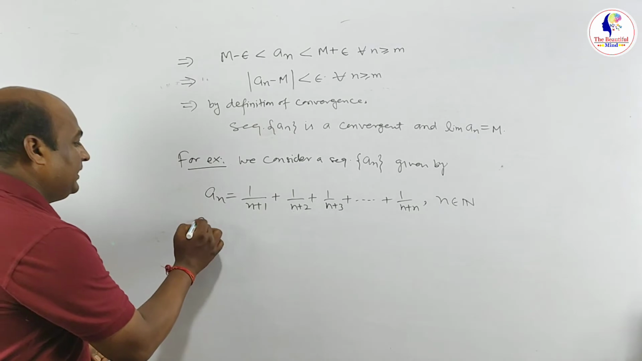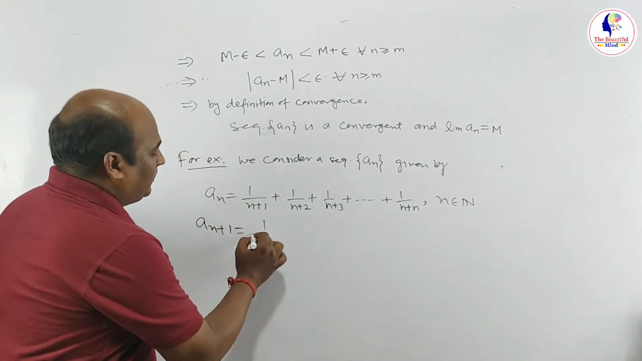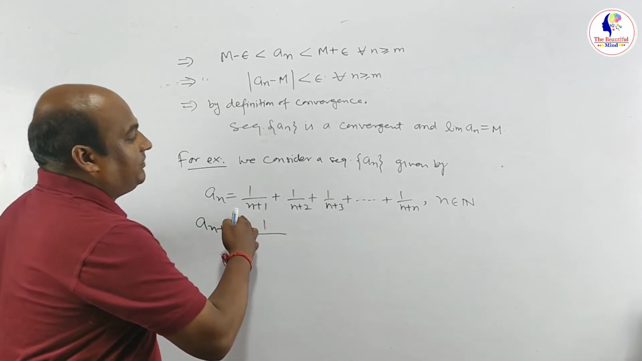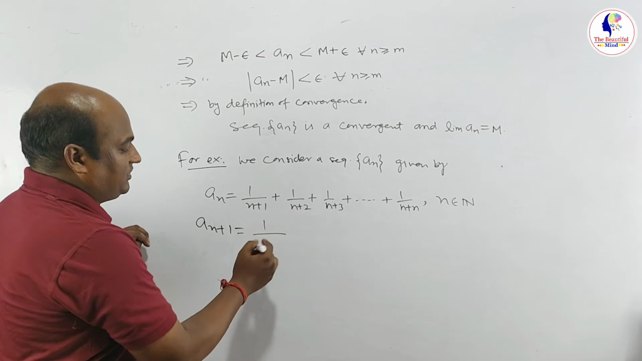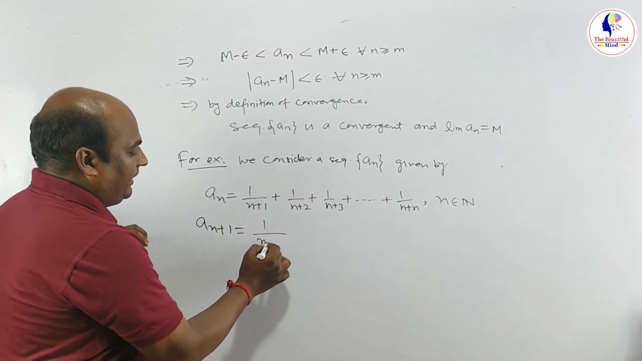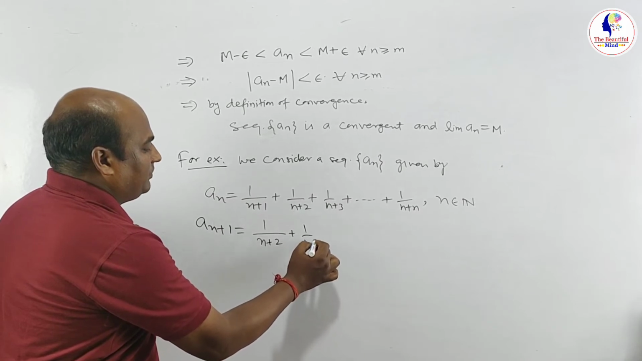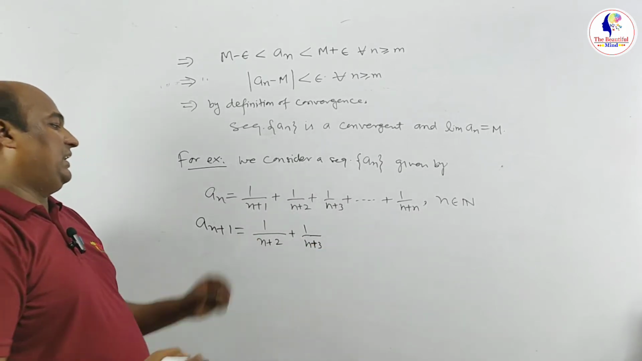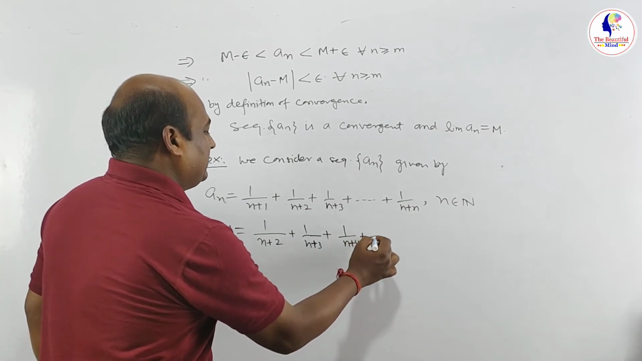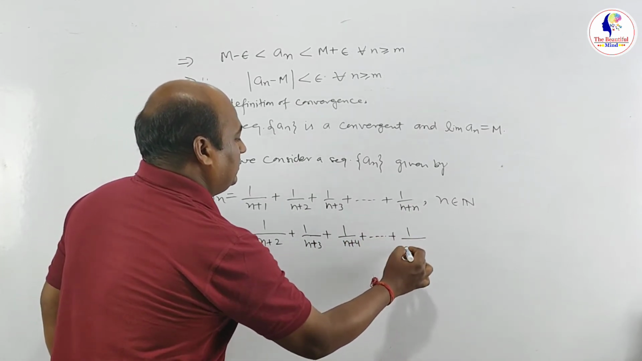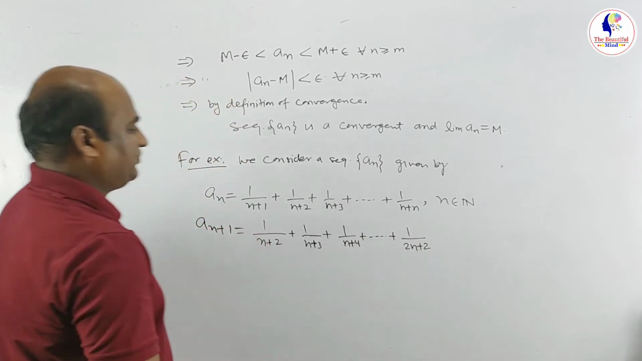Now a_{n+1}. So a_{n+1} is 1 upon, we replace n by n plus 1. So here we have n plus 2, n plus 3, n plus 4, because we are replacing n by n plus 1, plus dot dot dot plus 1 upon 2n plus 2.